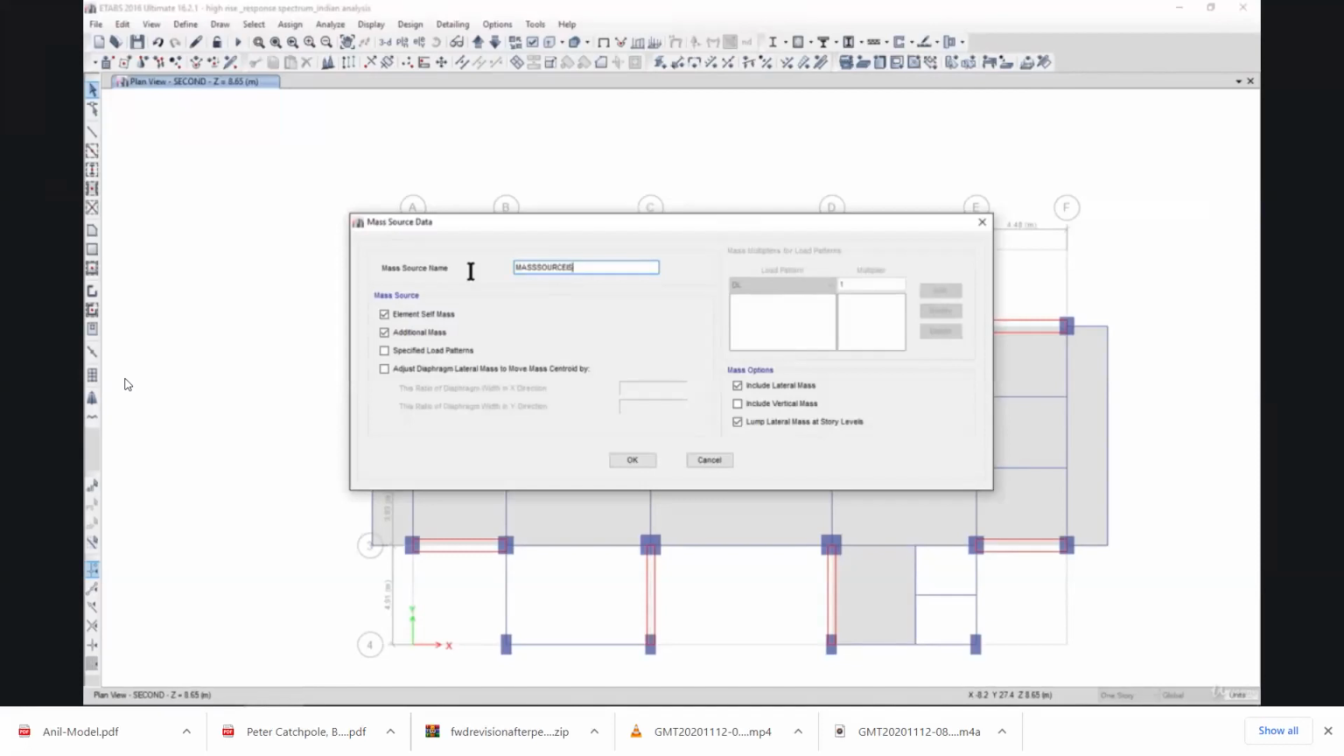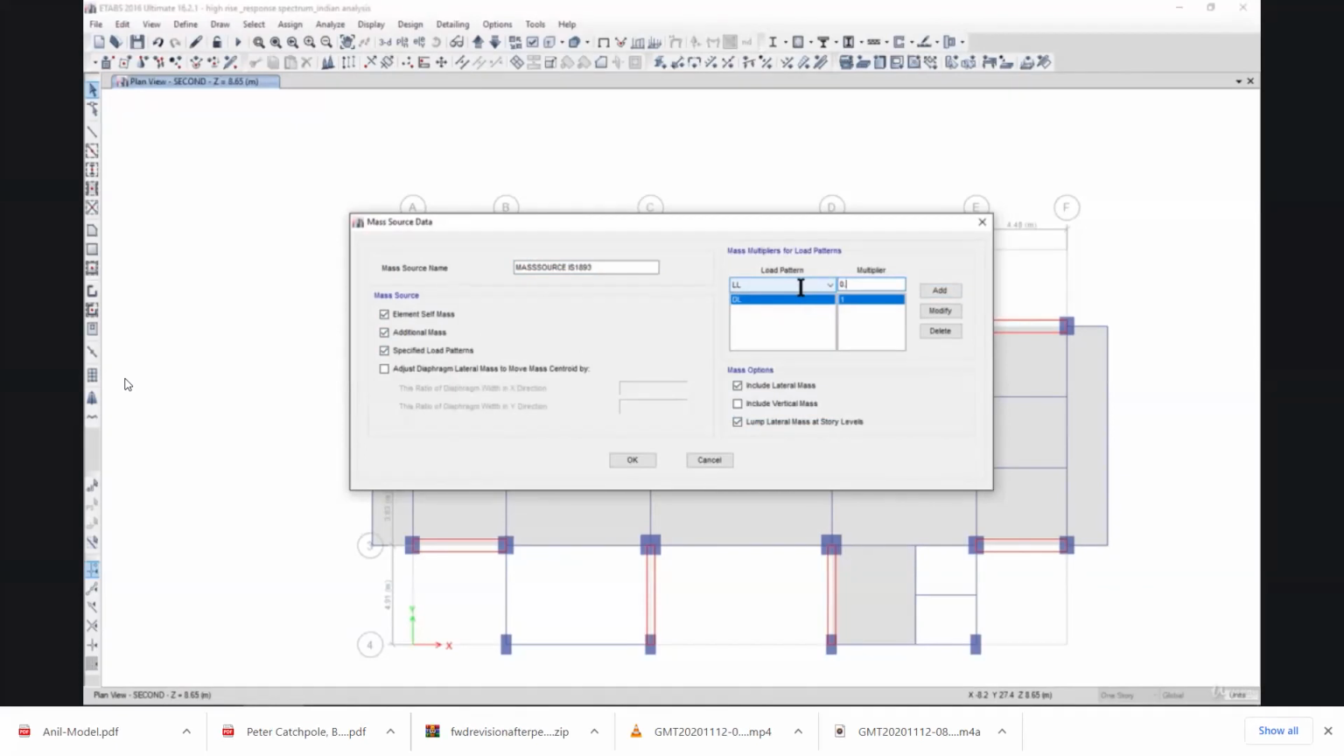IS 1893, so that we can remember that. And after that, we will define it as specified load patterns. So we can add DL as 1. Live load we can enter 0.5, as this is an office building whose live load is approximately 4 kilonewton per meter square, that is greater than 3.